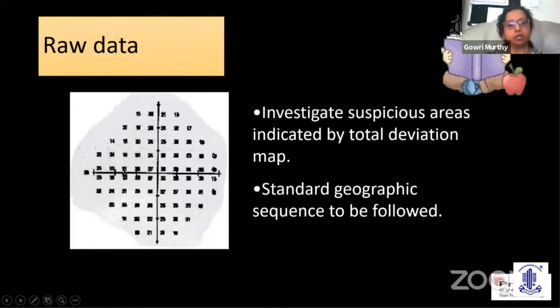So after these two plots, we'll have to look at the raw data. We'll have to look at the suspicious areas which were indicated by the total deviation map. And you have to follow a standard geographic sequence. So the fixation, the fovea should have thresholds more than 36 or 37. Around the fovea, you have it in your 30s. And as you go into the periphery, you have the threshold in the 20s.